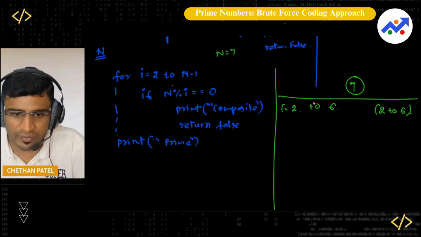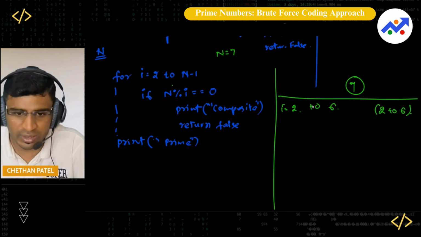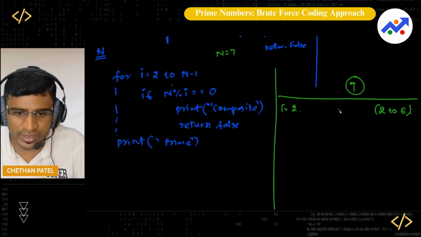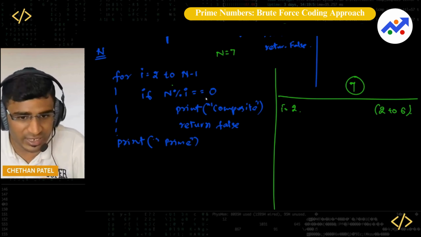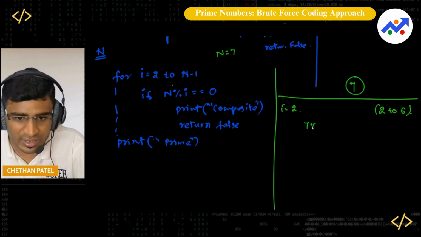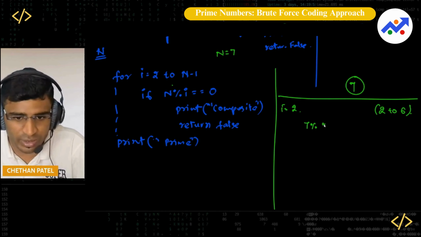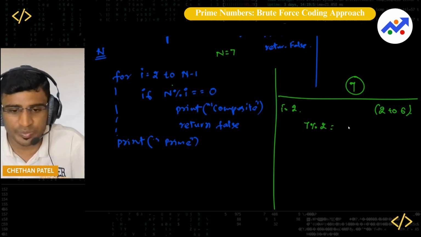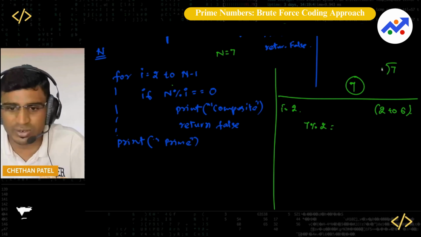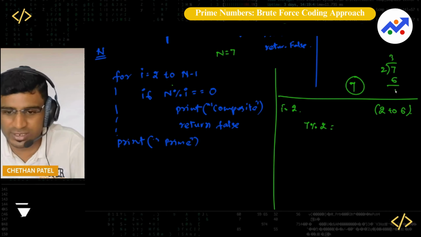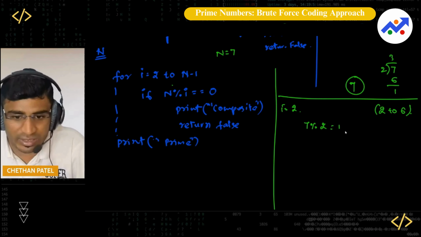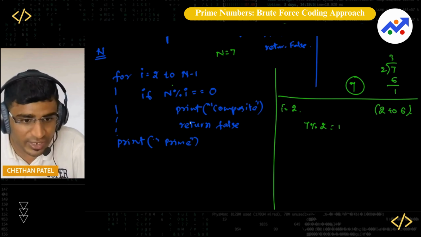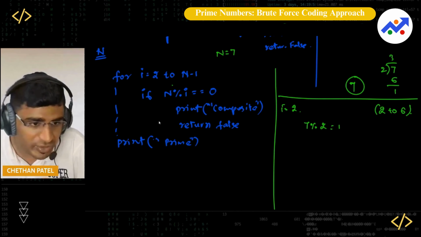Now the current value of i is 2. I need to check if n % i, n is 7, so 7 % 2. 7 divided by 2: 2 threes are 6, 1 is the remainder. Because I'm getting 1, this condition is false, so I don't need to run it. Again I need to go on.